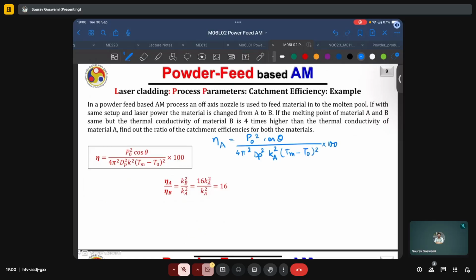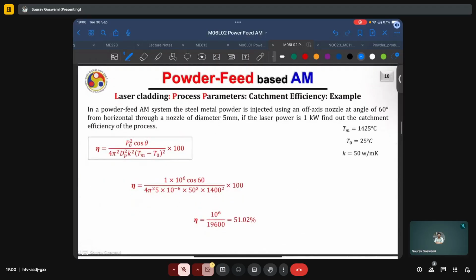Since all of the parameters are the same, what we can say is that eta A is proportional to 1 by Ka square, and eta B is proportional to 1 by Kb square. If we have to find the ratio of eta A by eta B, this simply comes out to be Kb square by Ka square. Now the thermal conductivity of material B is 4 times higher. So Kb is equal to 4 times Ka, and the ratio is 16 is to 1, which is also shown here.